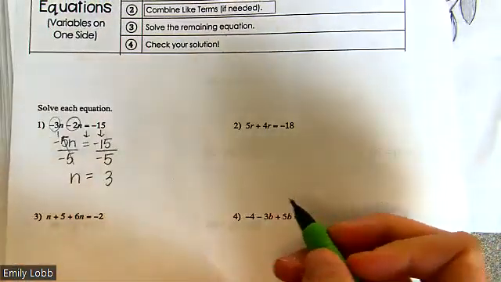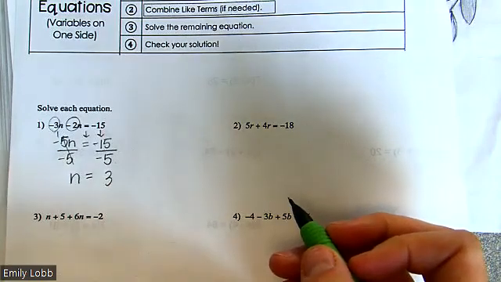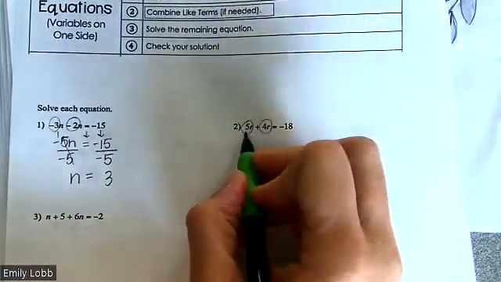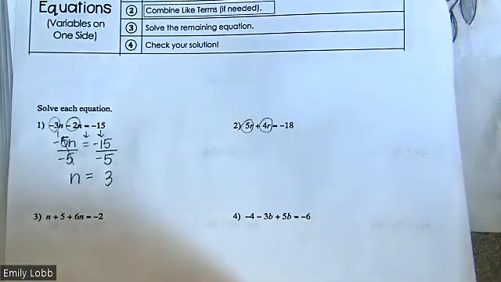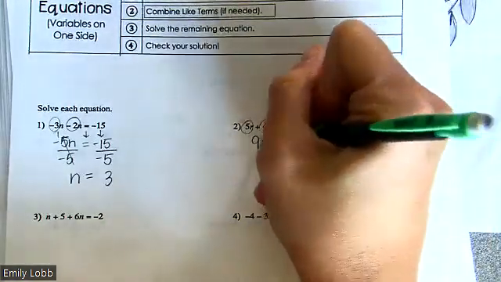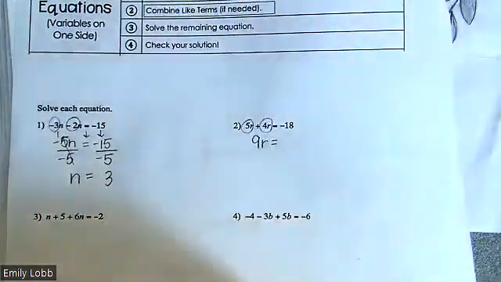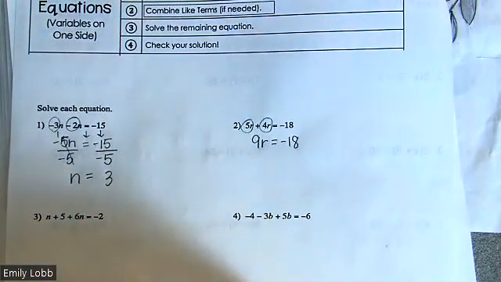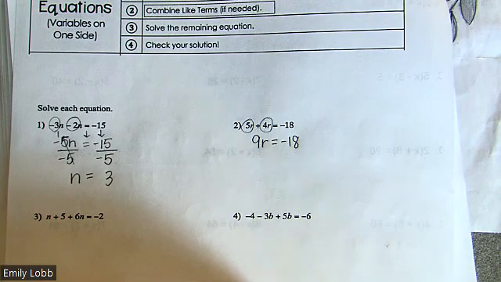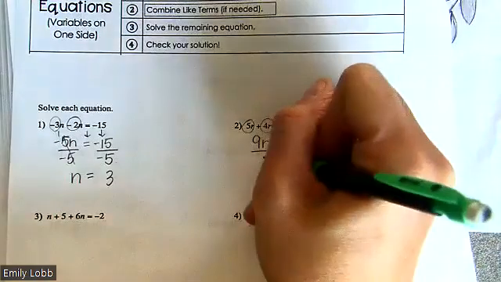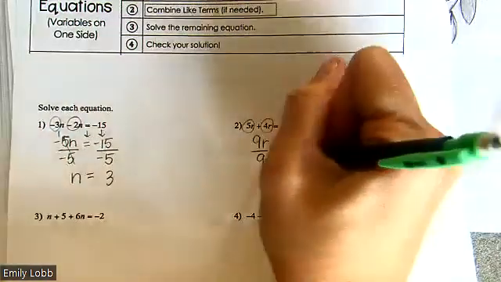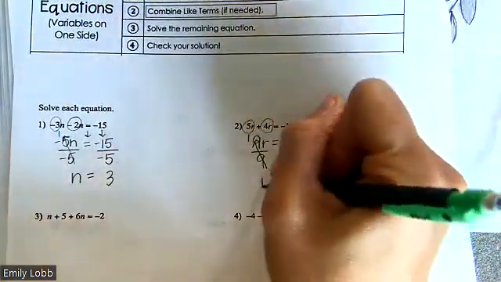All right. So what can I combine in number 2? The 5r and the 4r, they're like terms. So I have a +5 and a +4 to make a total of +9. And don't forget your r. Bring down my equal sign, bring down my -18. Anytime I have a number next to a letter, it tells me that I am multiplying, so I have to divide both sides by 9. Why do I divide both sides by 9? Because I want to know what 1r equals, and anything divided by itself is 1.